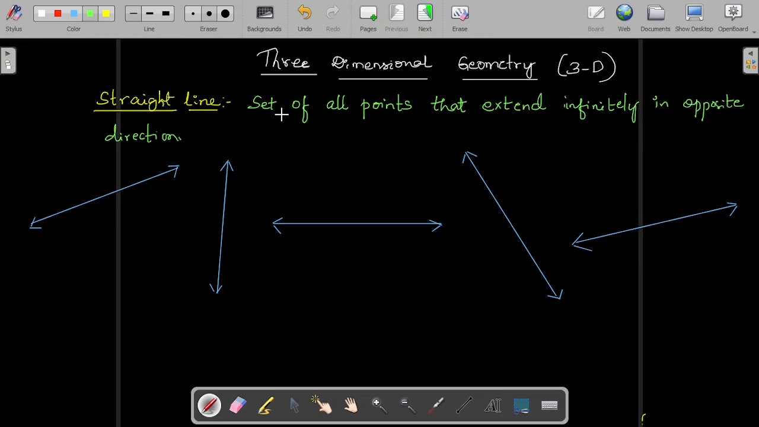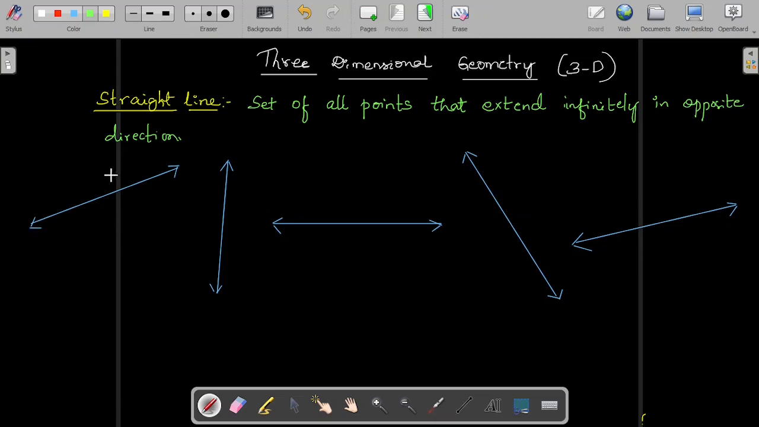A straight line is nothing but a set of all points that extend infinitely in opposite directions. You can see the geometrical representation of a straight line here. All the five are different straight lines. Now these are all points. Those points extend infinitely in opposite directions, or in both directions. Then the collection of all those points, when joined, you will get a straight line. So this is the geometrical definition of a straight line.